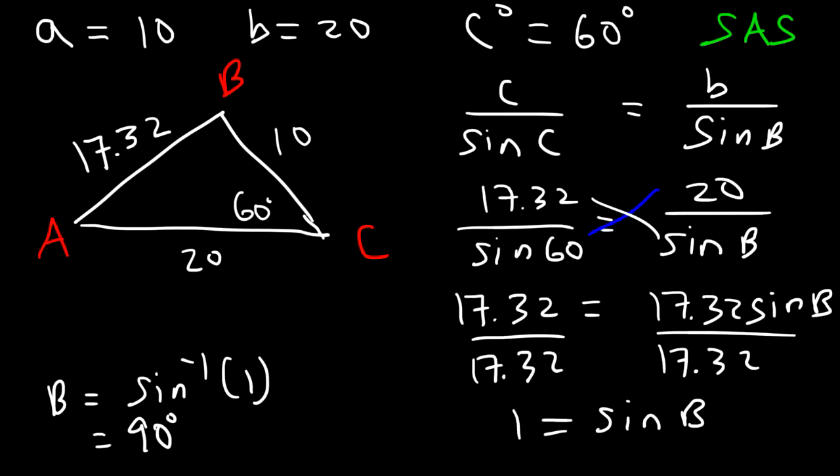There's only one answer here, because if you do 180 minus 90, you're going to get 90 again. Now to find angle A, that's going to be 180 minus 90 minus 60, which is 30. And so that's how you can solve this particular triangle. It turns out that it's a right triangle.